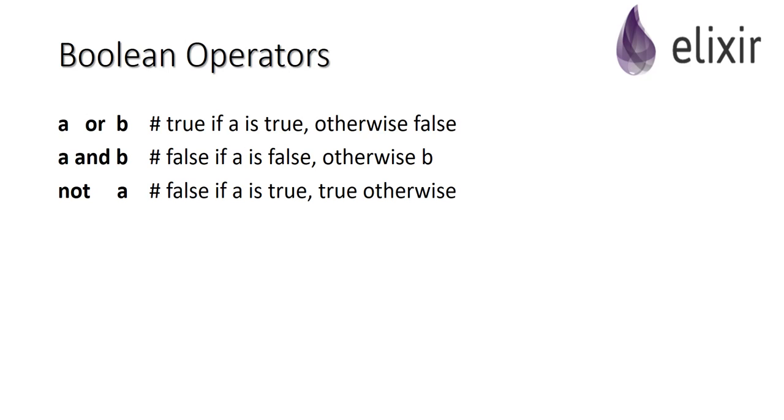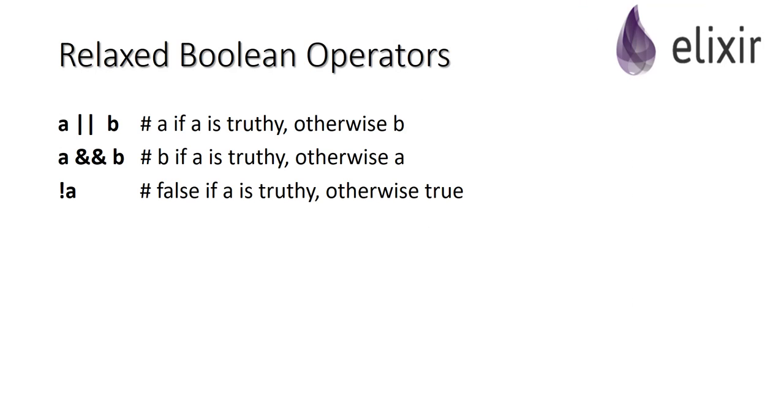All right, so let's talk about Boolean operators now. Here we have or, and, not. A or B is true if A is true. A and B is false if A is false. And not A. So the keywords are or, and, not that we would be using, and not A is false if A is true.